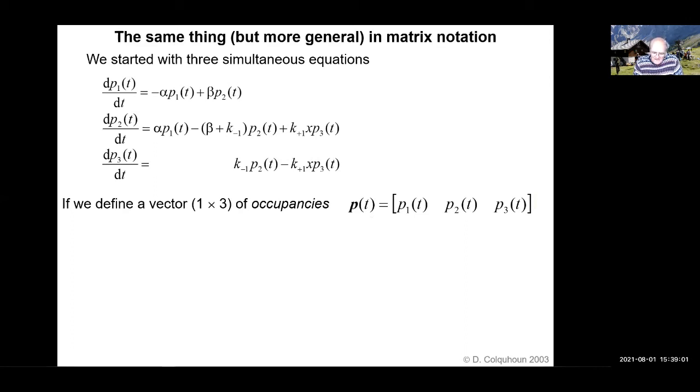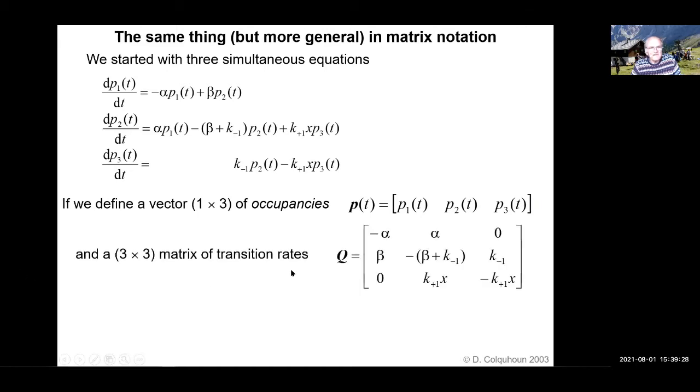And this table is known as a matrix. A matrix is merely a table of numbers. This is a 1x3 matrix, one row and three columns, and a matrix with one dimension of it being one is known as a vector. So you can call it a vector of occupancies.